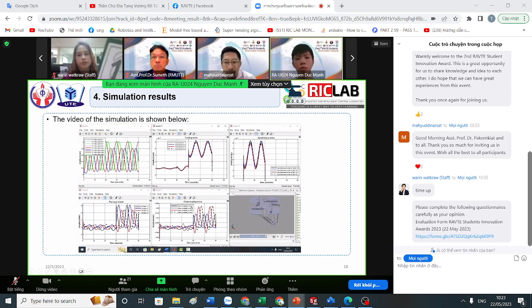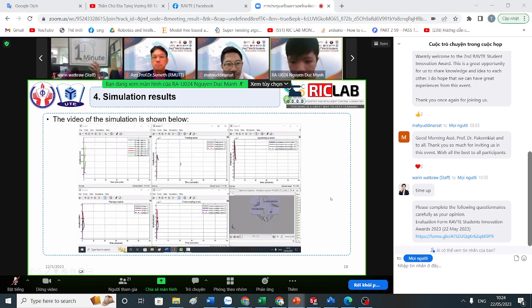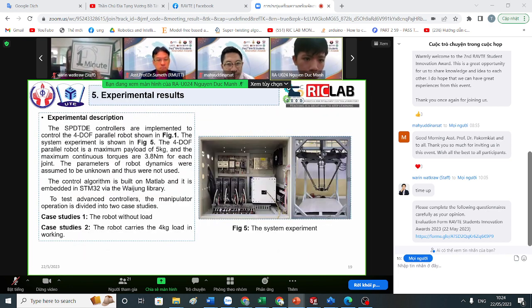Next, experimental result. The system experiments. The controllers are implemented to control the Delta parallel robot shown in figure 1. The system experiment is shown in figure 5.